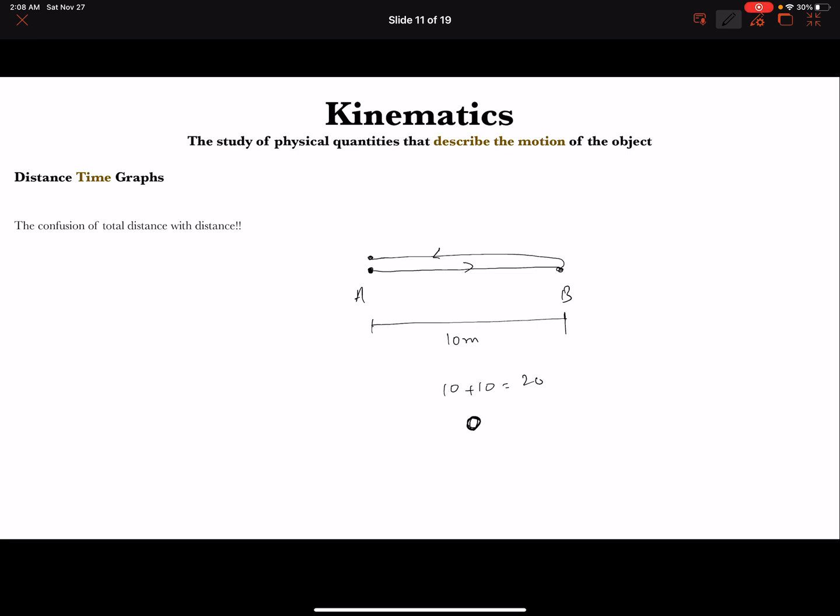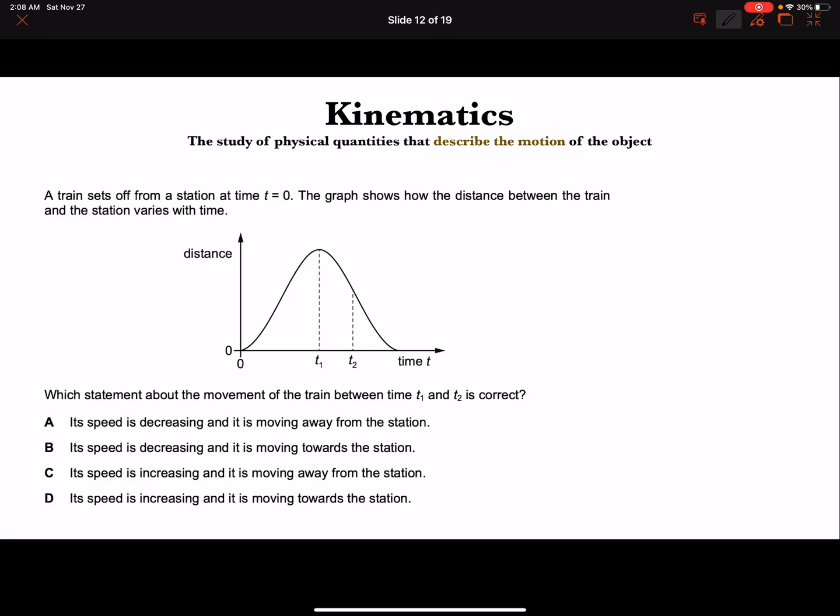In other words, it shouldn't be confusing. The displacement has to be 0, but distance at specific points versus the total distance traveled is something different. All right. Okay. So let's look at this question.